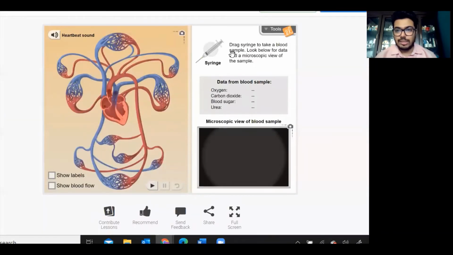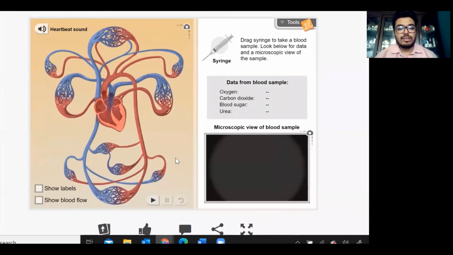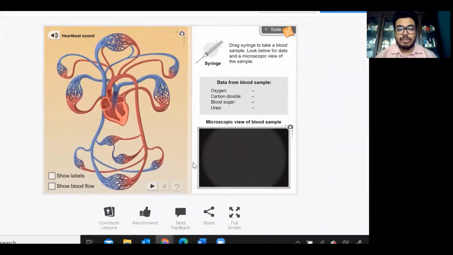As you can see, this is a really interesting simulation to explore and explain the circulatory system. What's interesting about this is the student can experiment as they like. So there is no hard and fast rule for what students want to explore. For example, if they want to know how the heartbeat sounds, you can see, so it gives you the lub-dub sound.